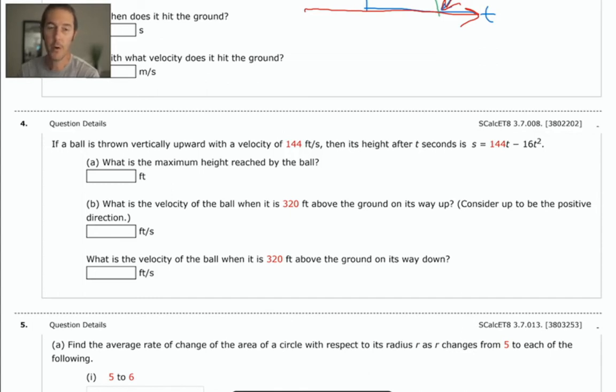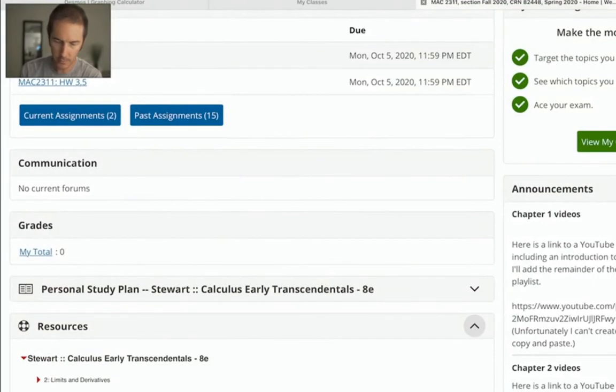The way that part B is phrased tells me that this object is going to pass through a height of 320 feet above the ground. It's going to reach some other maximum y value or height value, and then on its way down, it's also going to cross through a point where it's 320 feet above the ground. I believe this is the function that I graphed in Desmos earlier.